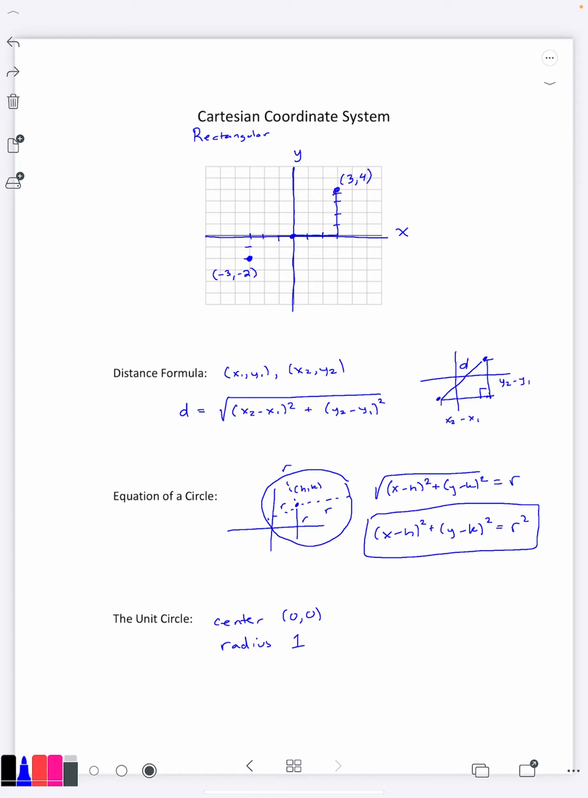So if we look at this formula and we have a center of (0, 0), and a distance of 1, we get the equation x squared plus y squared is 1. And you definitely want to know the equation for the unit circle. Okay, so this is a quick rundown of things that we need from Cartesian coordinates. And we're going to move on to other topics now.